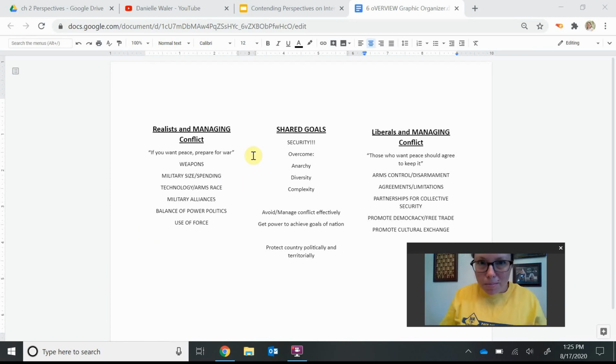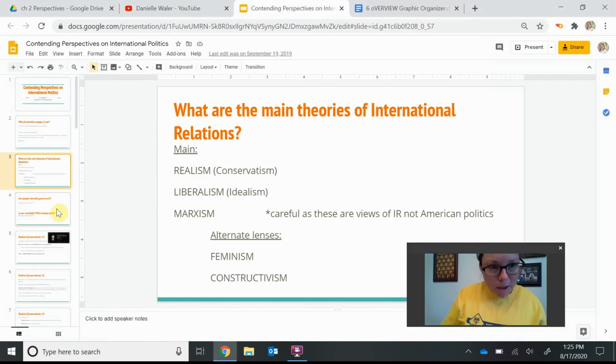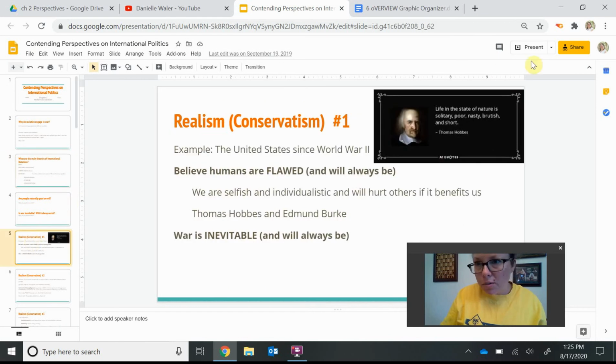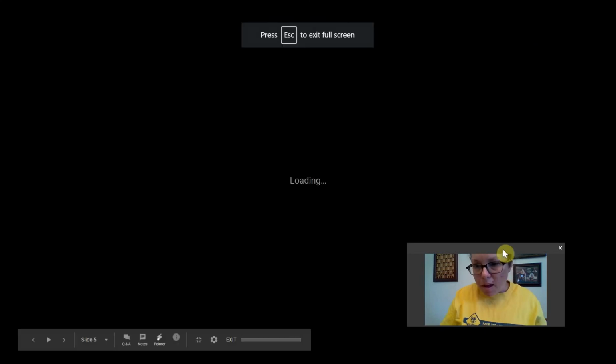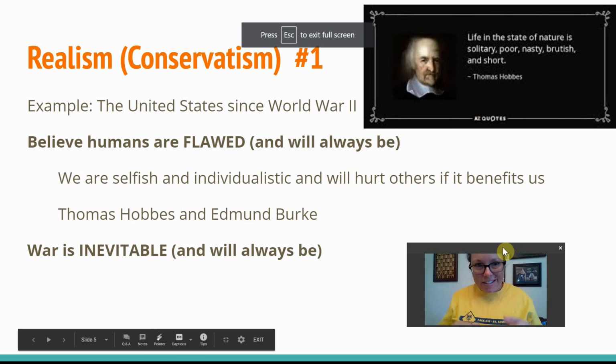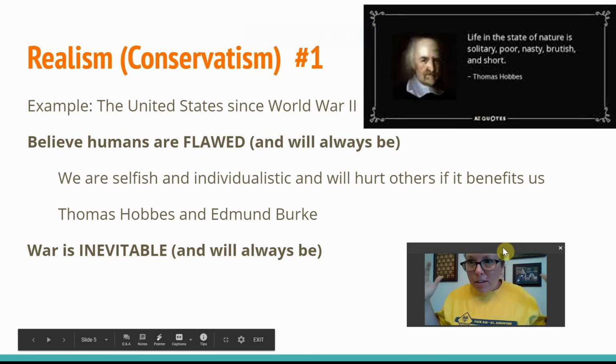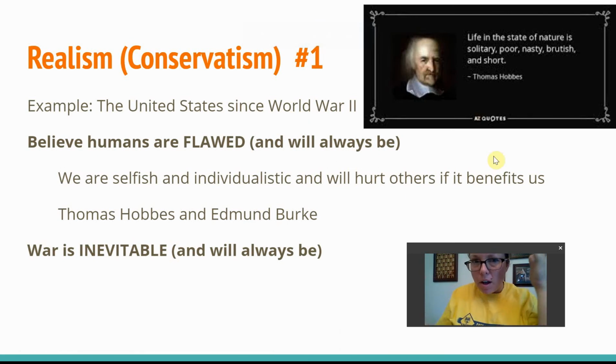Okay, so I'm going to come back to this page, but I'm going to my PowerPoint here to focus a little bit more on realism. My overview of realism is really thinking about how they view the world. And Thomas Hobbes is the philosopher who says it best. Life in the state of nature is solitary, poor, nasty, brutish, and short.